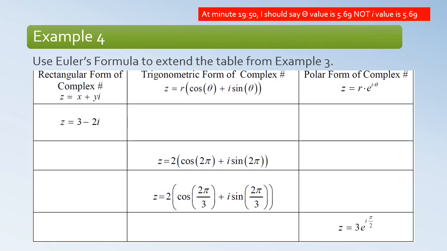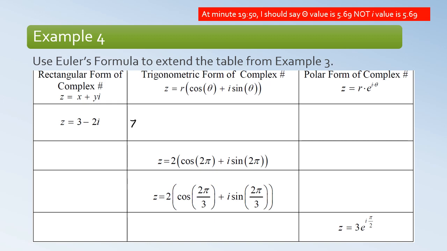So let's take a look at an example. Use Euler's formula to extend the table from example 3. Example 3 had the rectangular form, which we then changed into the trig form. Go ahead and pause the video for a second and rewrite your values for rows 1, 2, and 3, column 1 and column 2. All right, now that you're back, let's see if you agree with me.